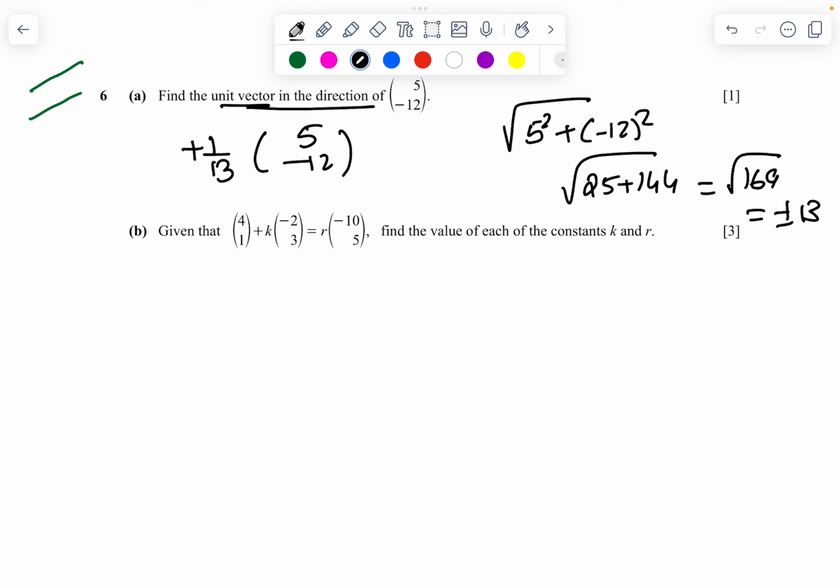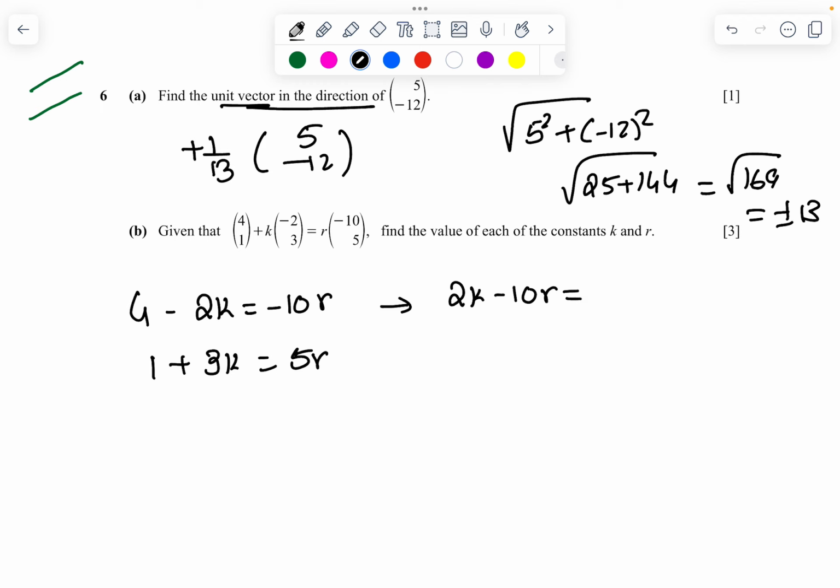Now given that this condition is satisfied, find the value of the constant k and r. So 4 minus 2k equals to minus 10r. That is one equation. And another equation is going to be 1 plus 3k equals to 5r. So we get two equations. We are going to do the simultaneous equations for this one. So what does that become? 2k minus 10r equals to 4, and this one is going to be 3k minus 5r equals to minus 1.